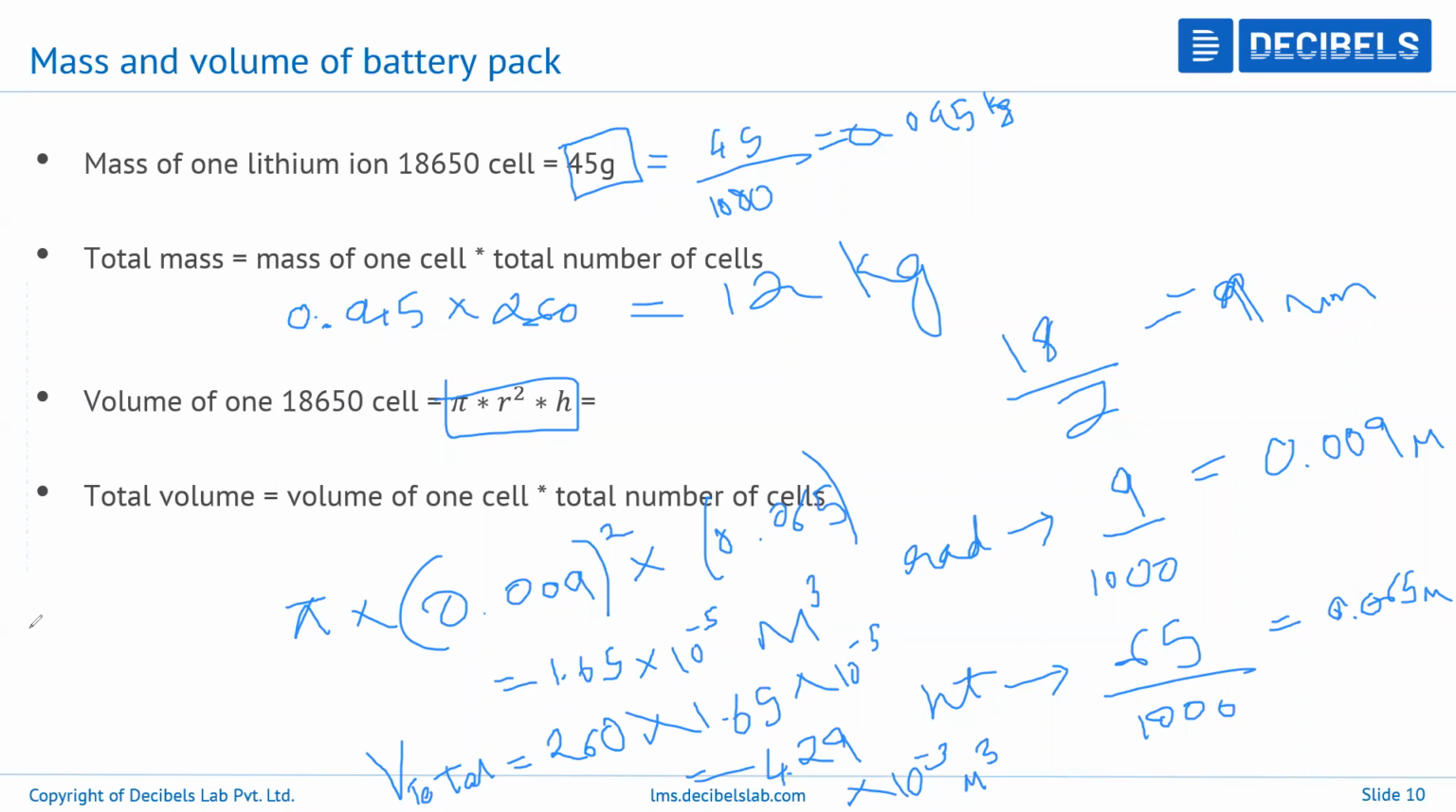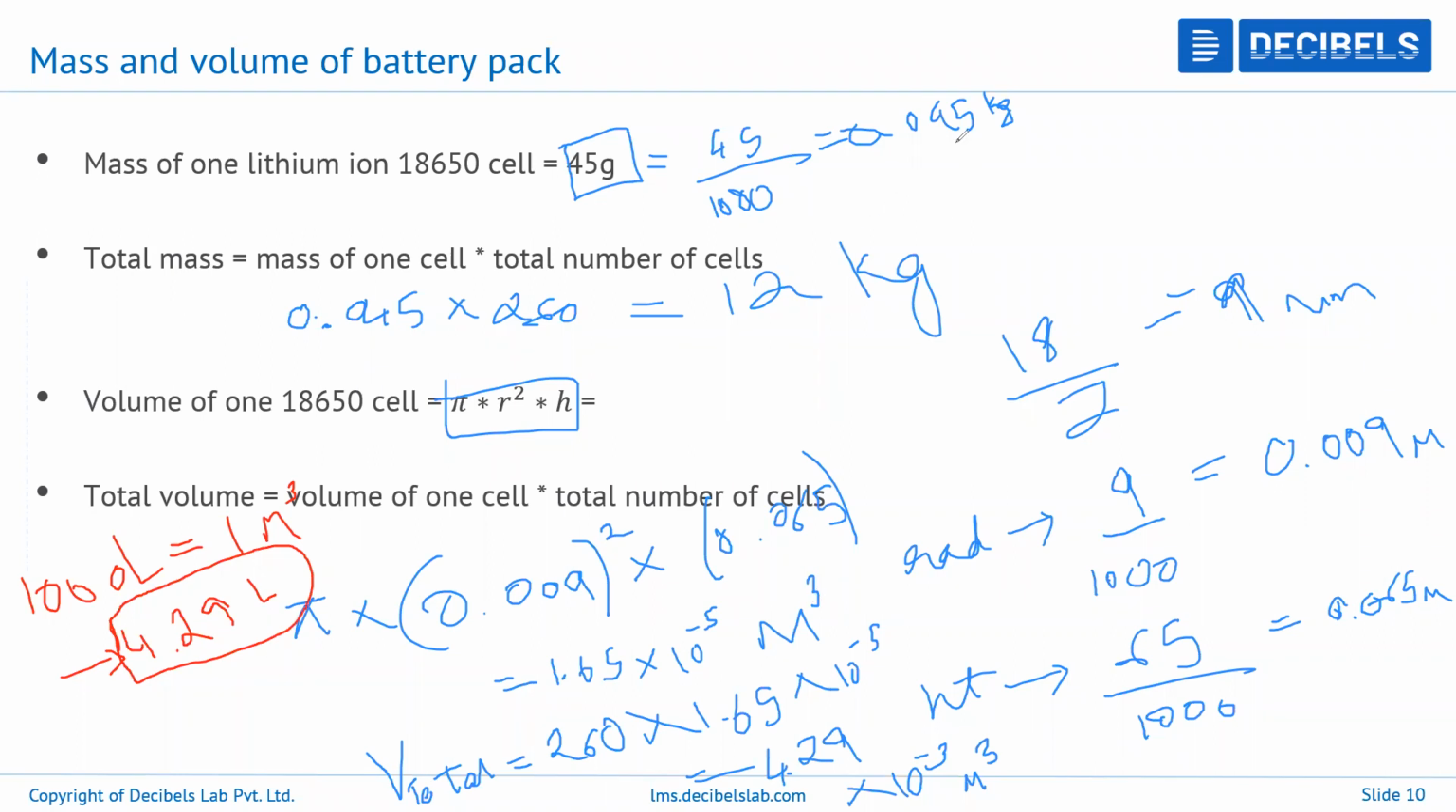We know that 1000 liters is equal to 1 meter cube. So 4.29 into 10 raised to minus 3 meter cube would give 4.29 liters. Yeah, this is your final answer. So this is your total volume of the battery pack given the total number of cells.